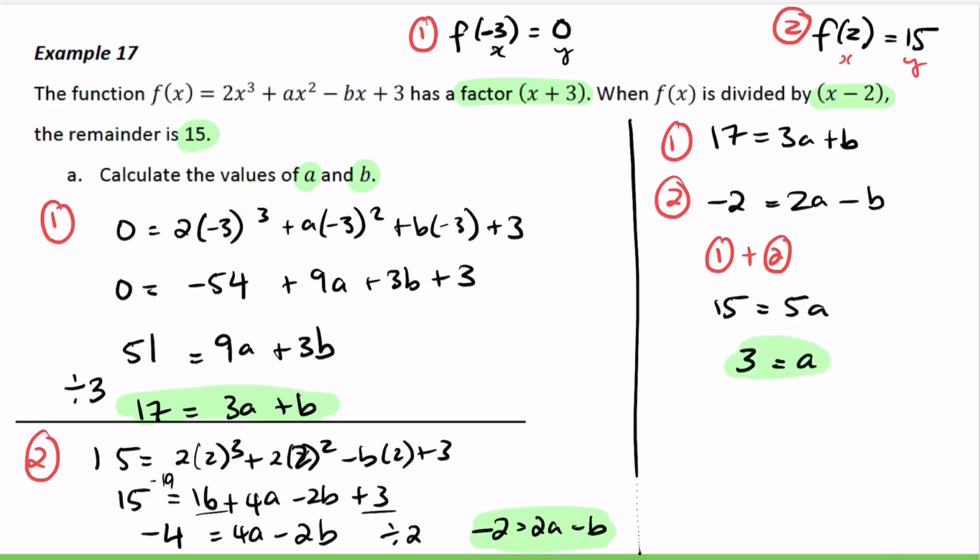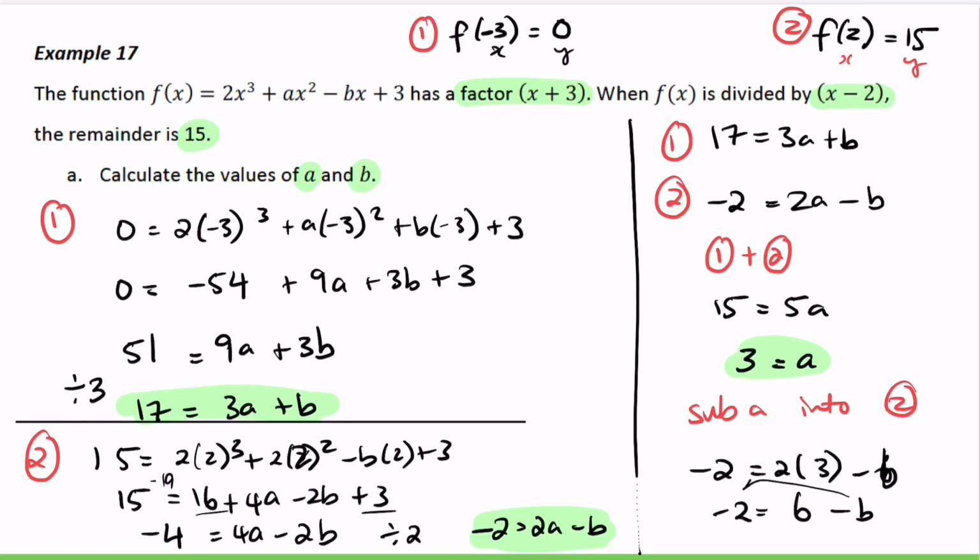Then what I can do is substitute that back into either one of the rules. I'm just going to substitute it into 2 because it has smaller numbers. So I'll say sub a into 2. So it'll be negative 2 is equal to 2 times 3 minus b. 2 times 3 is 6, so 6 minus b is equal to negative 2. I'm going to take the b over to this side to make it positive, and the 2 over to this side, which also makes it positive. So I'll get b is equal to 8. And those are my two values.